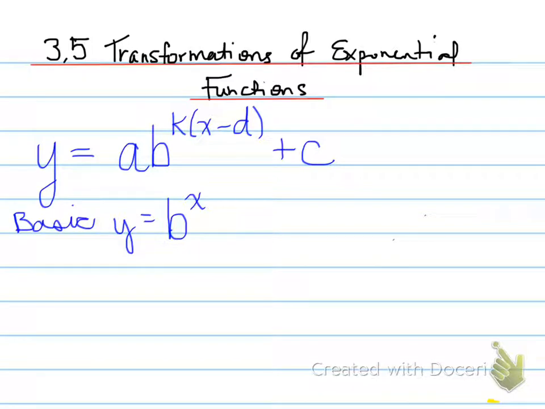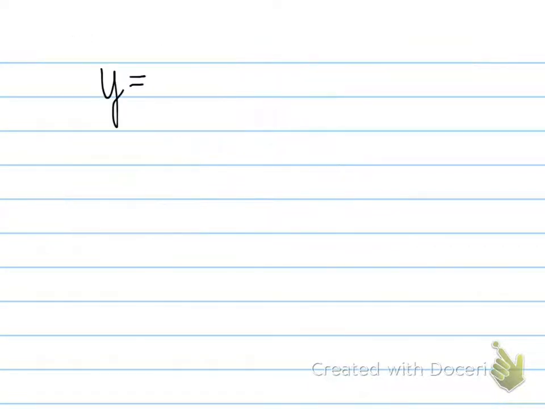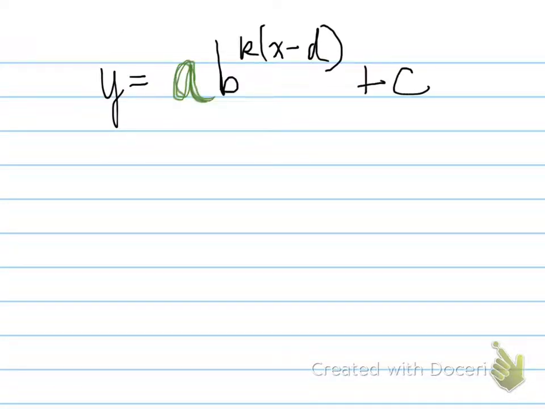And what we're going to do over the next set of slides is talk about each and every single piece, each of those letters, A, K, D, and C. First of all, let's look at A. Now, A plays a special importance to the graph. And the importance it plays is the following.